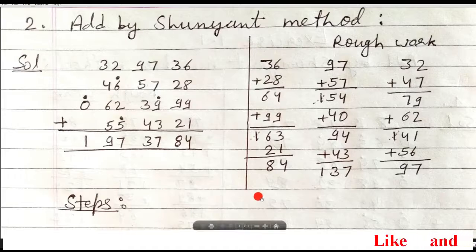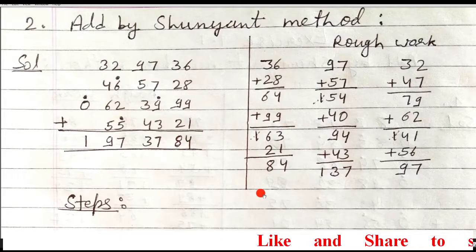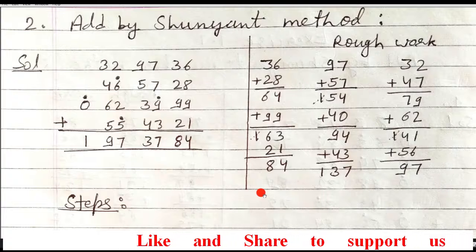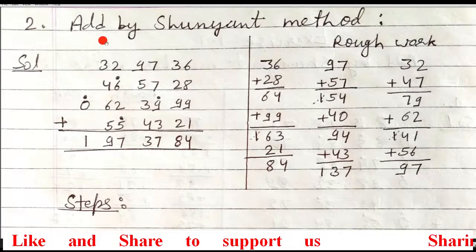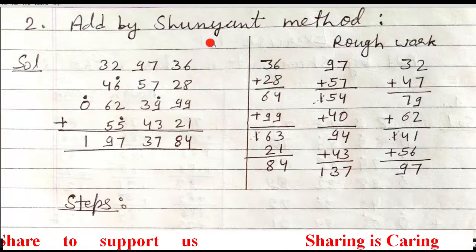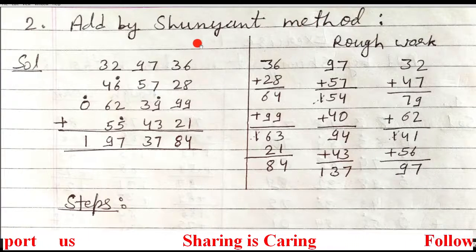Hello everyone, I am going to explain question second of exercise 1.1 of class 10th. As you can see, the question is add by Sunyanth method. So this chapter is Vedic mathematics chapter.